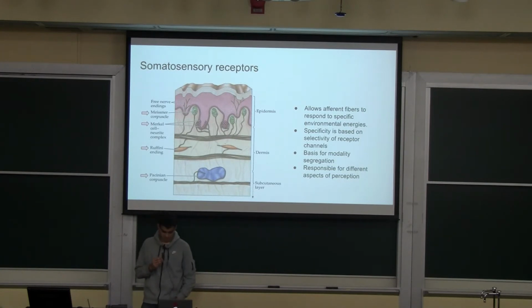Ruffini we don't really talk about, and it's very poorly understood. But the idea here is that these different types of receptors respond to different types of environmental energies. They have different channels that determine the response, even though we didn't really get into that much. The fact that we have these different receptors is the basis for the different aspects of somatosensory perception that we have. So that's a very big overview of the somatosensory receptors.